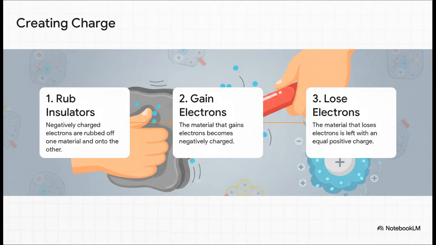So, how does this charge even get made in the first place? Well, imagine you rub two insulating materials together. That friction whips up enough energy for these tiny, negatively charged particles, we call them electrons, to literally leap from one surface over to the other. It's a real physical transfer of particles.